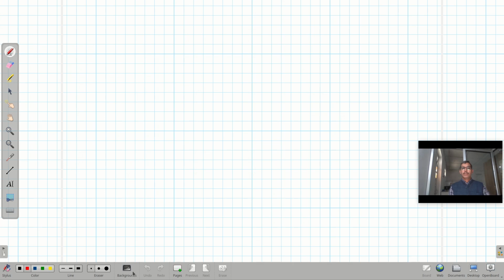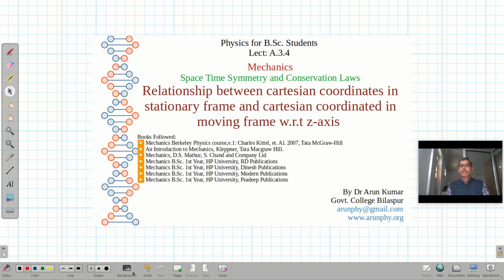So today I will talk about a very important relationship between Cartesian coordinates in a stationary frame and the Cartesian coordinates in a moving frame, and that moving frame is rotated about the z-axis, right? So let us have a look at it.